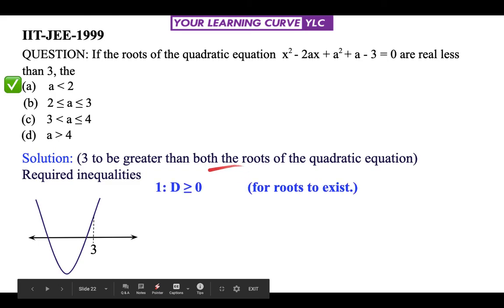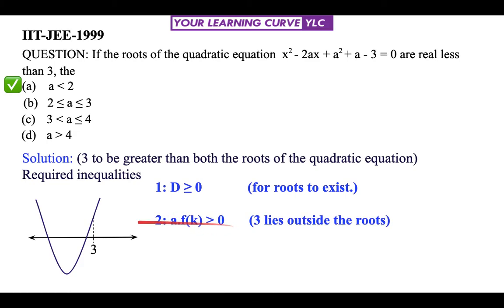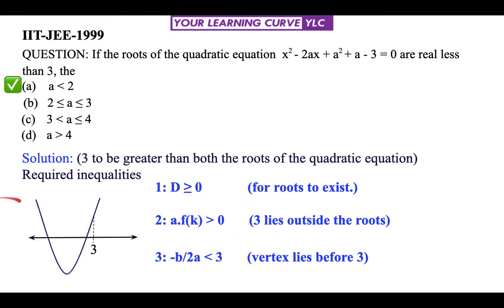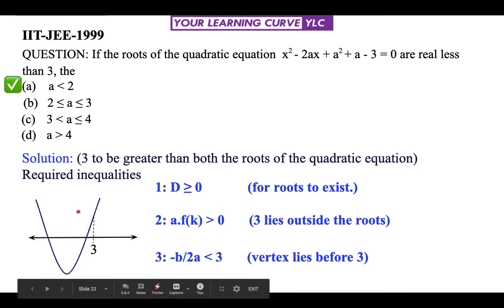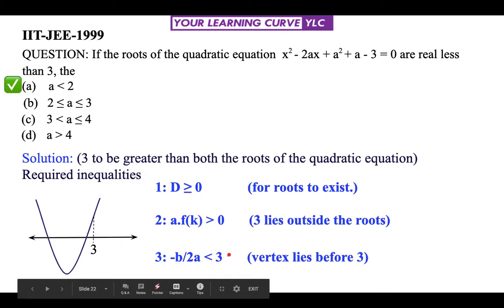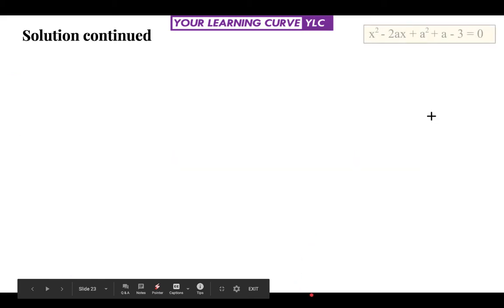First we will have to ensure that the roots exist. This parabola is not passing all above the x-axis. So d is greater than or equal to 0. Second inequality we will be requiring is a times f of 3 is greater than 0, that is this product is positive to ensure that 3 lies outside the roots. And third we will have to ensure that minus b by 2a is less than 3, that is the x coordinate of the vertex is towards the left side of the 3, so that 3 is greater than both the roots. So let's solve the inequalities.